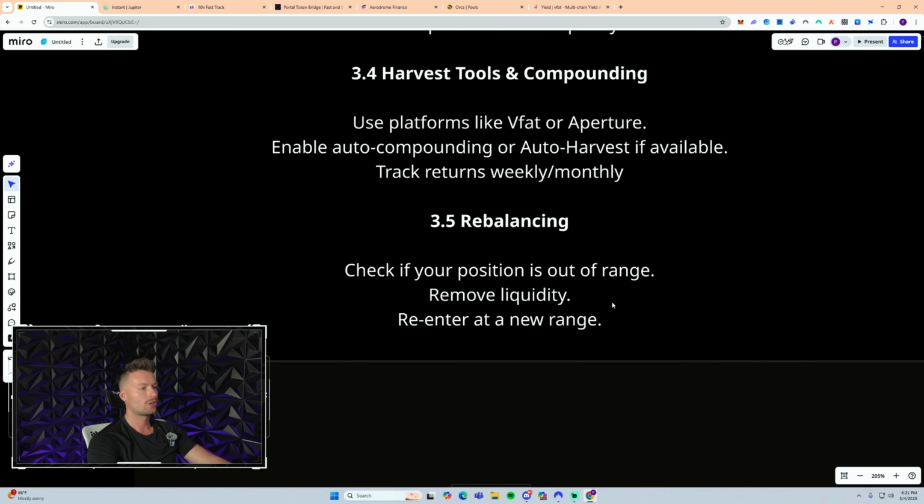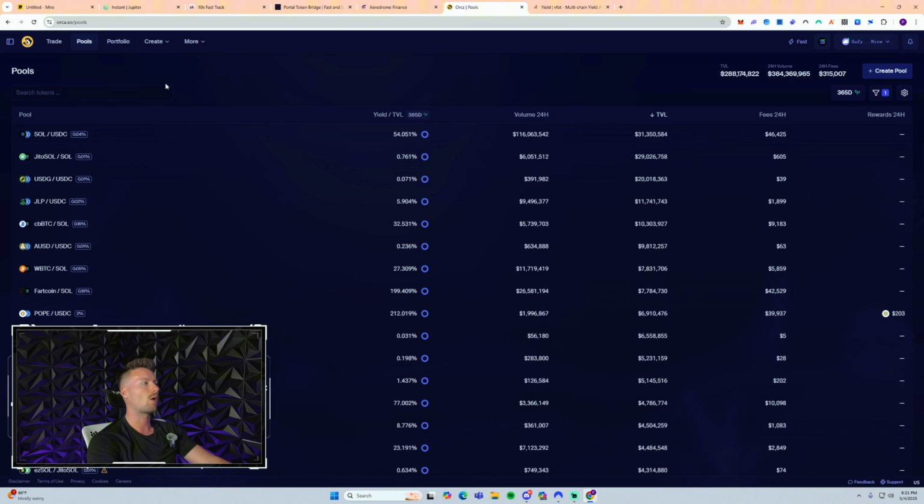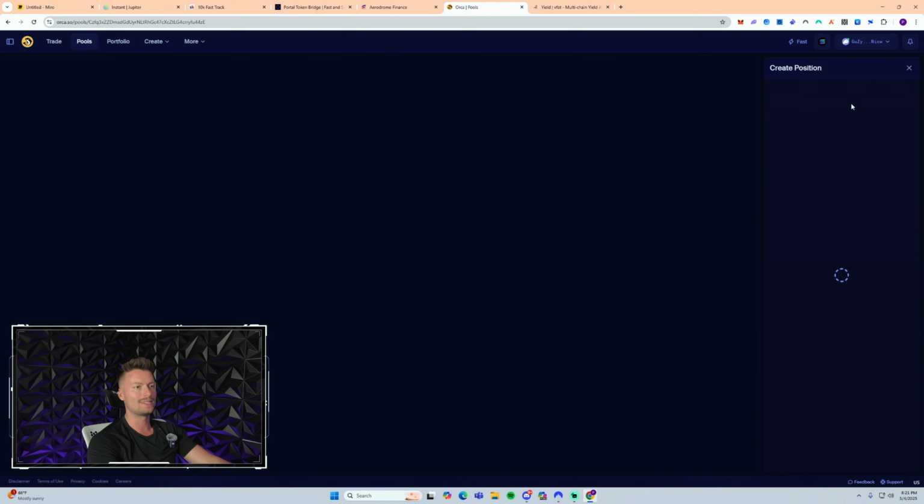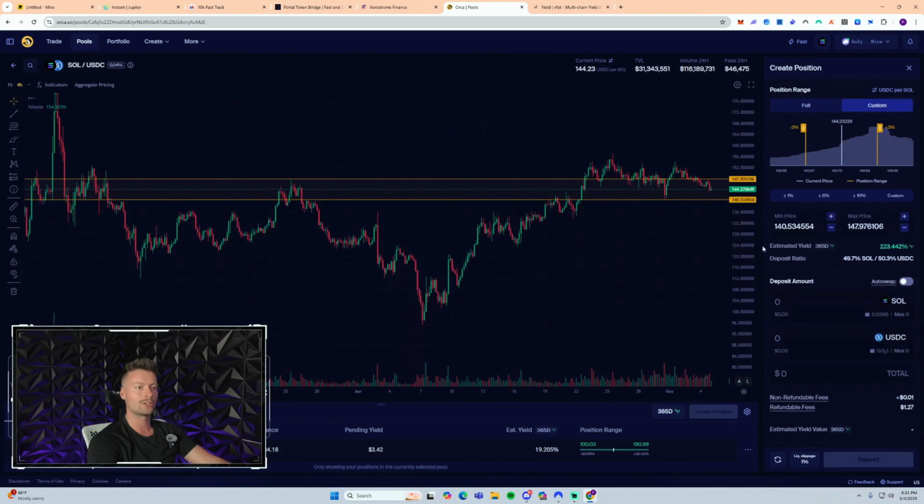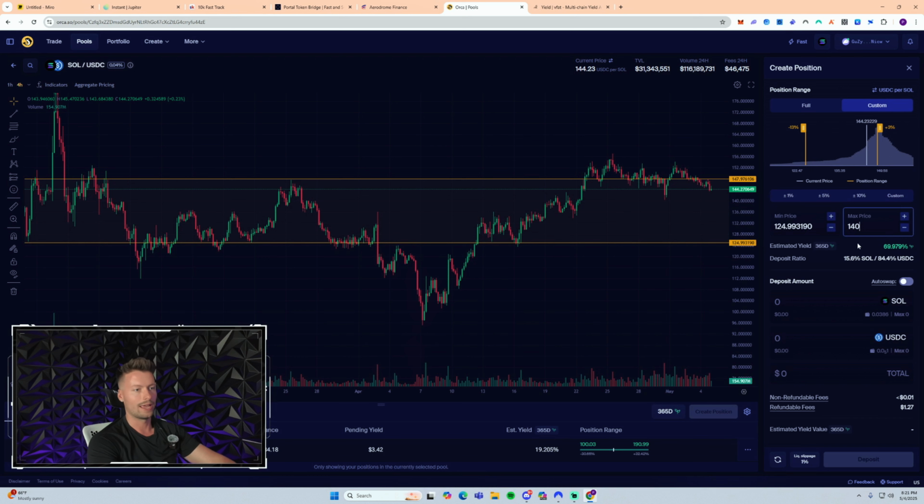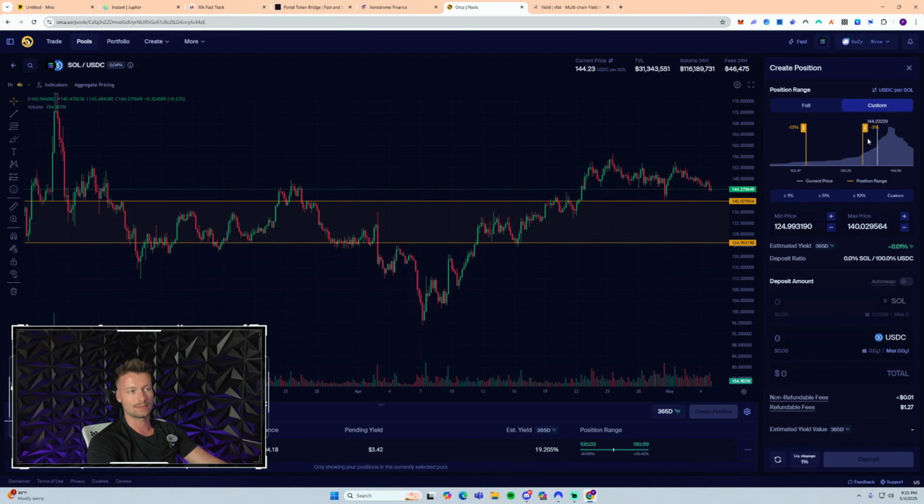Rebalancing. Check if your position's out of range, remove liquidity, and re-enter at a new range. So that's like how Orca would be, right? If your position goes out of your range, let's say your range was like 125 to 140, and you're now out of range because the price is outside, right? So you're holding 100% USDC.